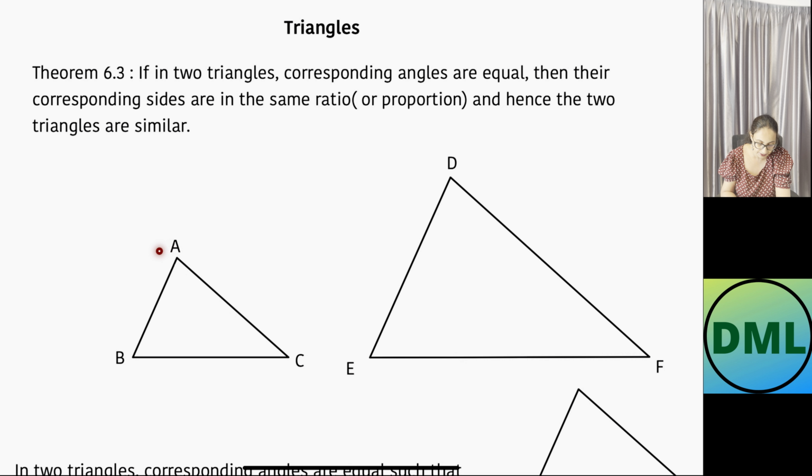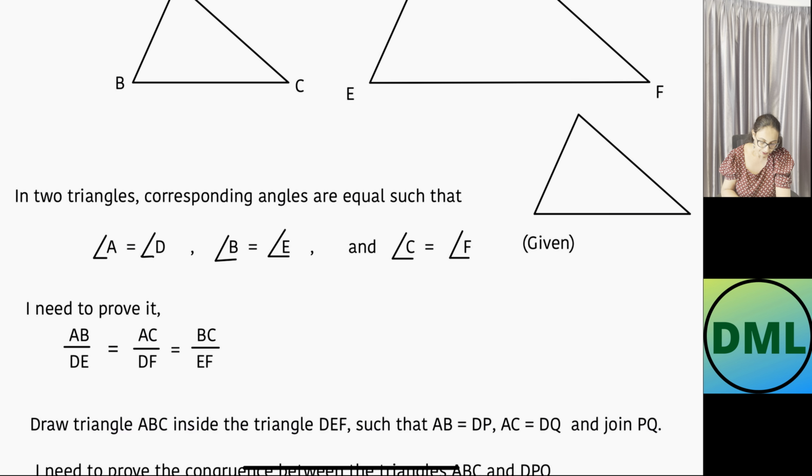That means AB over DE, AC over DF, BC over EF, they all are equal to each other. You have to prove that they all are equal. How are we going to prove that?